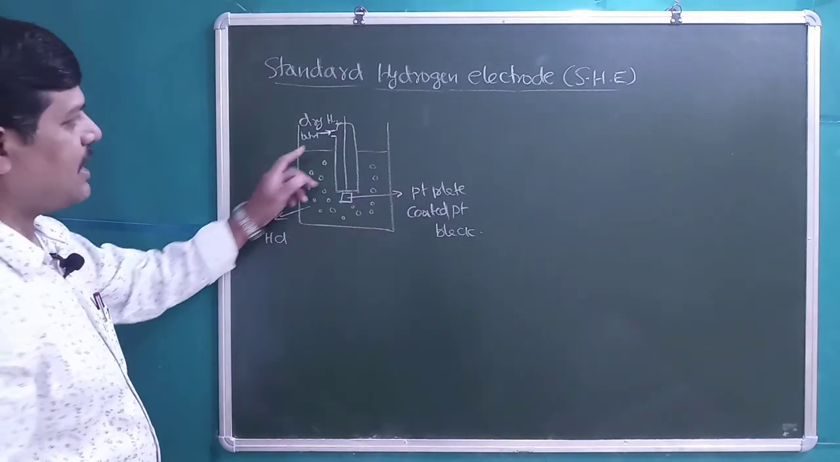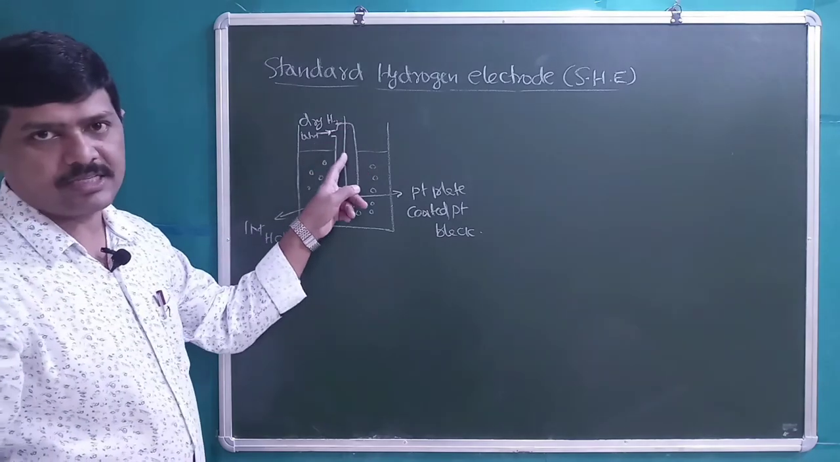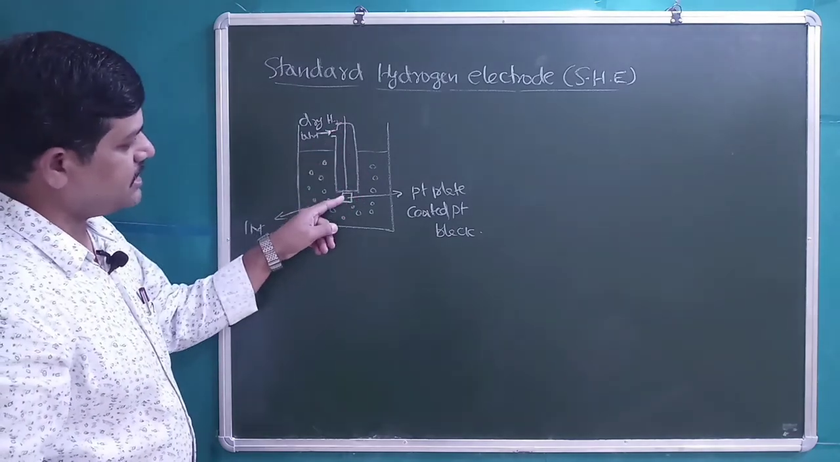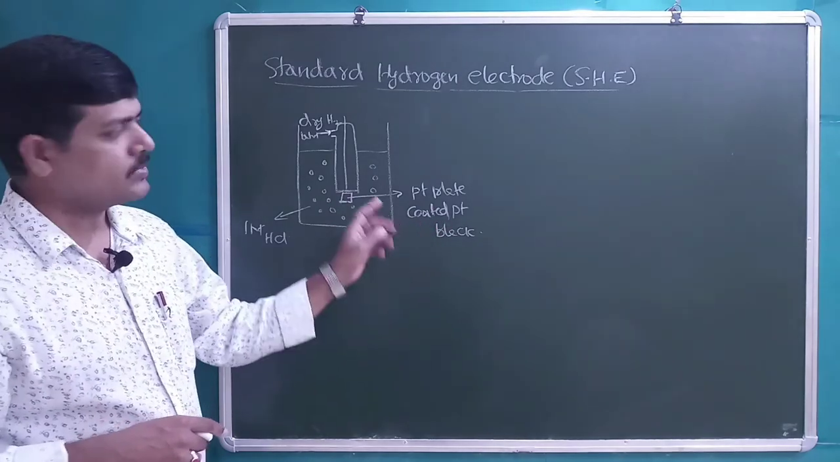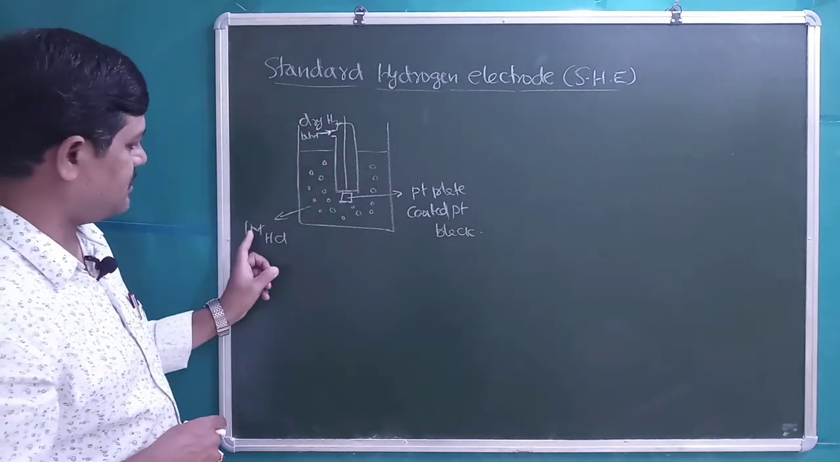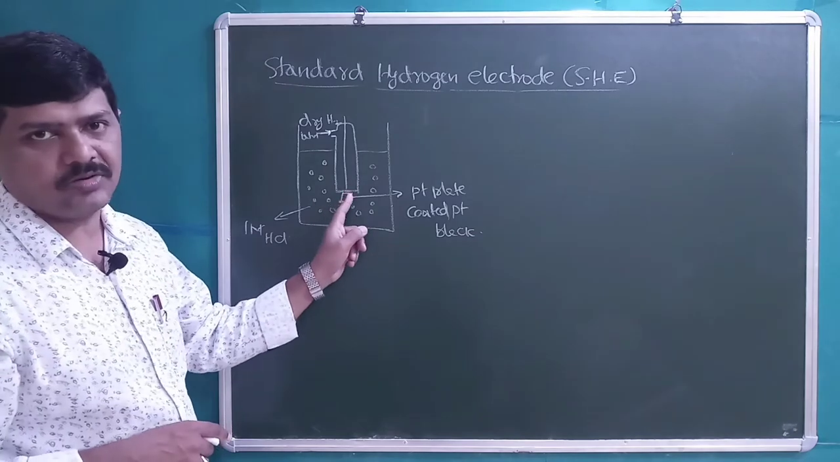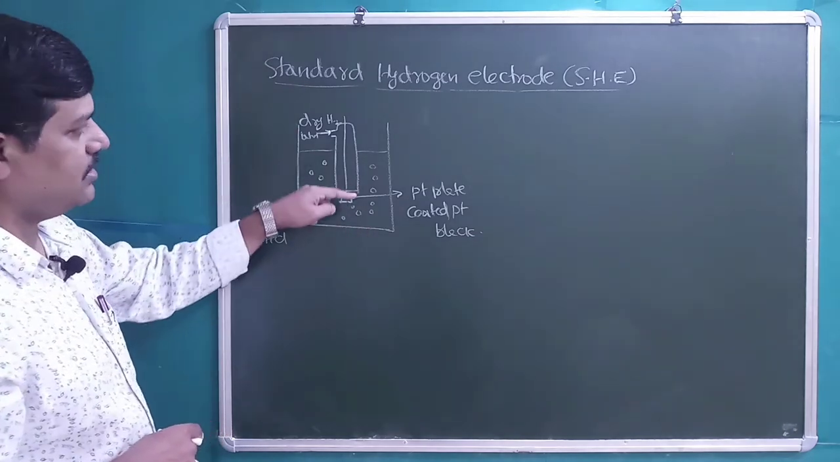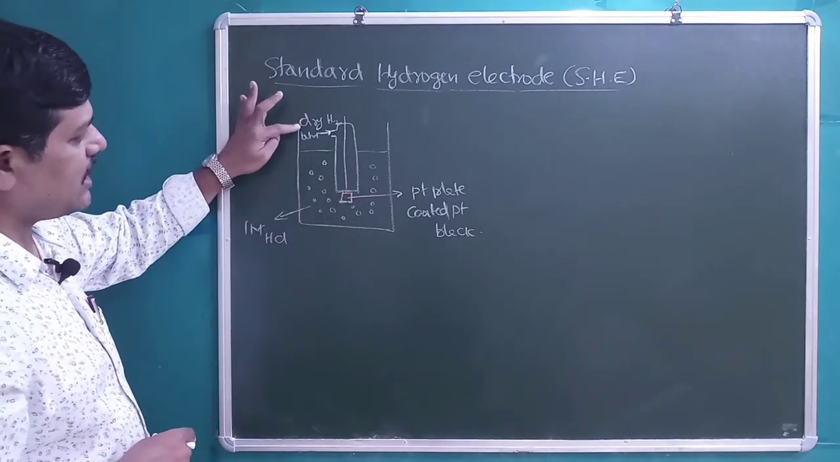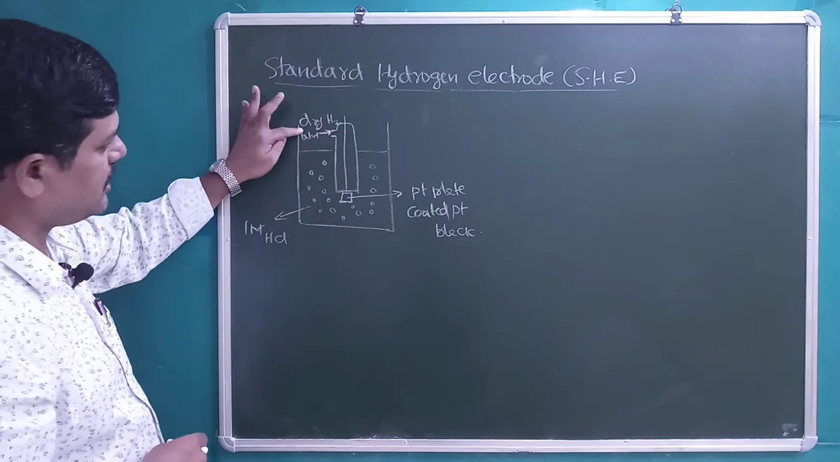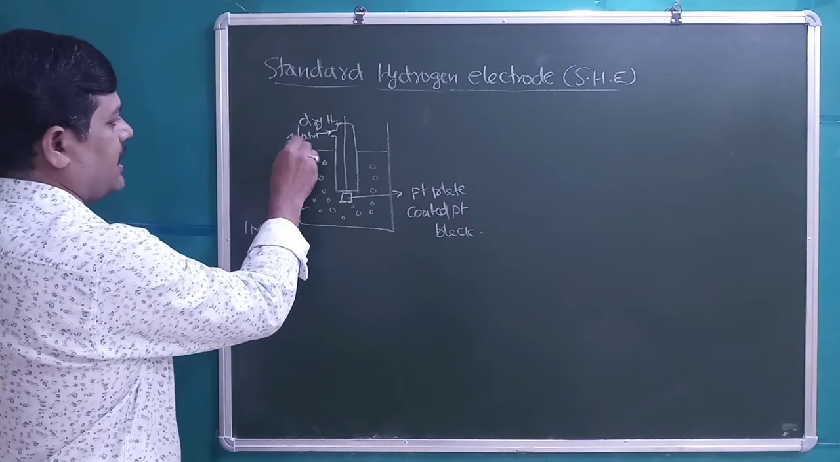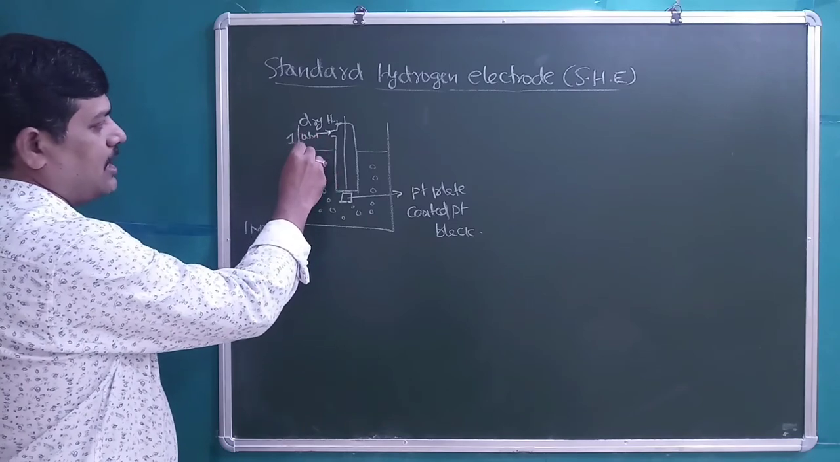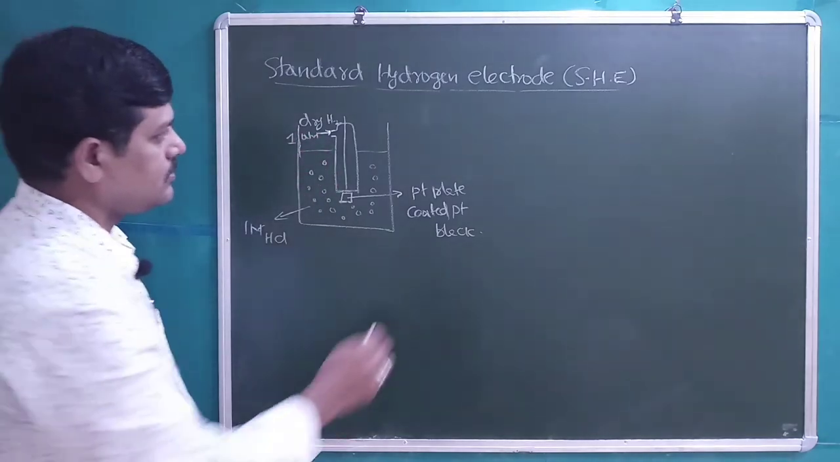So in this, platinum wire is sealed in the glass tube, and it is connected with the platinum plate which is coated with the platinum black, and this entire setup is dipped in the 1 molar HCl solution, and into this solution dry H2 gas is blown at a constant pressure of 1 atmosphere, 1 atm pressure, normal atmospheric pressure.